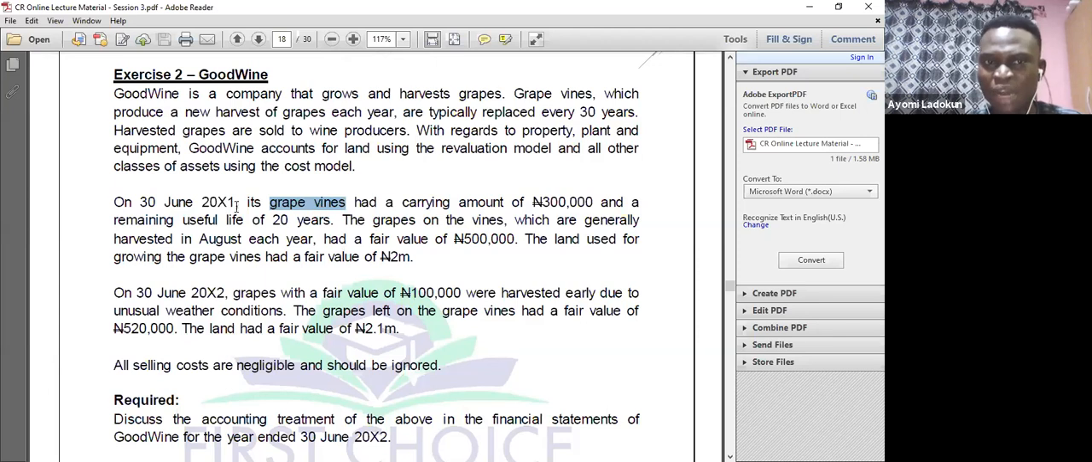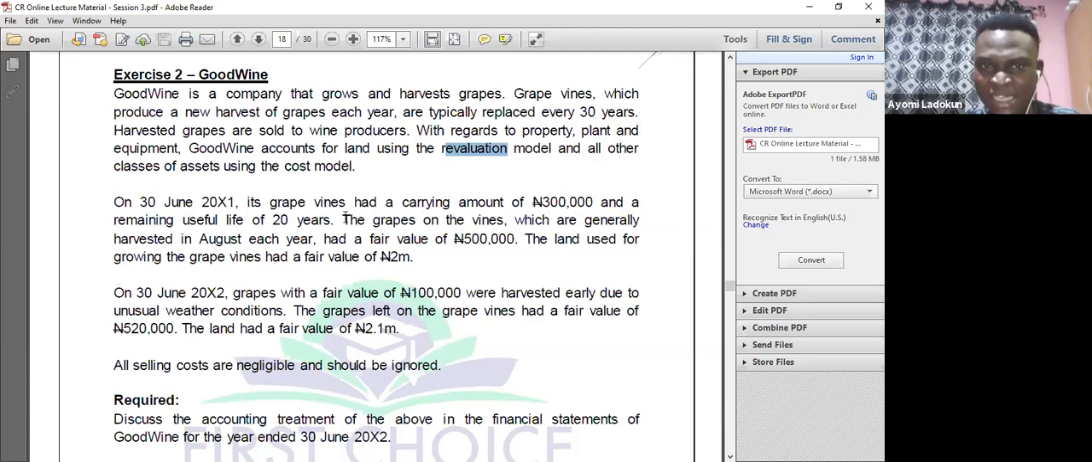The examiner already told me what to do. They have already told me in my opening paragraph. So that means, because they use other classes of assets, they use cost model. Can you see now? They use cost model. It is only the land that they use revaluation model. So that's what you need to know.